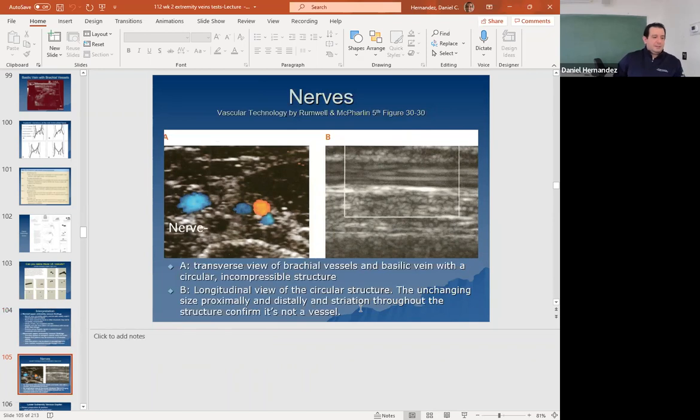One thing to be cognizant of when you're imaging upper extremities is the presence of nerves that run along with these vessels. Particularly in the upper arm, we could see a nerve bundle in the area of the brachial veins and basilic veins with a circular, incompressible structure. In the longitudinal view of this circular structure, we see the unchanging size proximally and distally with striations throughout the structure. That's one way you can confirm that this is a nerve and not a vessel. You can see, I'm sorry, over here, I apologize. So over here.